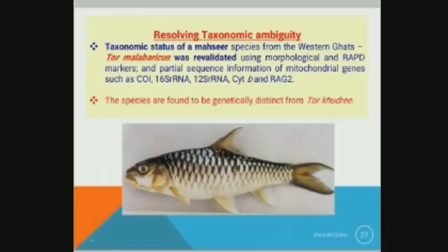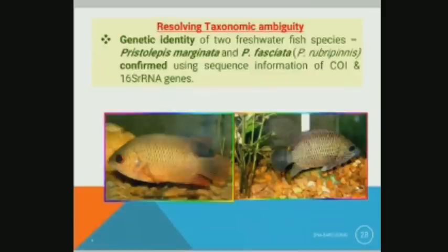Again, for resolving taxonomic ambiguity DNA barcoding is useful. In this particular case, this fish was considered to be one species and was revalidated as another, the Malabar species. Here, five genes were used: four mitochondrial genes, COI, 16S, 12S rRNA and cytochrome B, and also a nuclear counterpart, to revalidate this particular species. Here is similar taxonomic ambiguity resolving between two fish species.